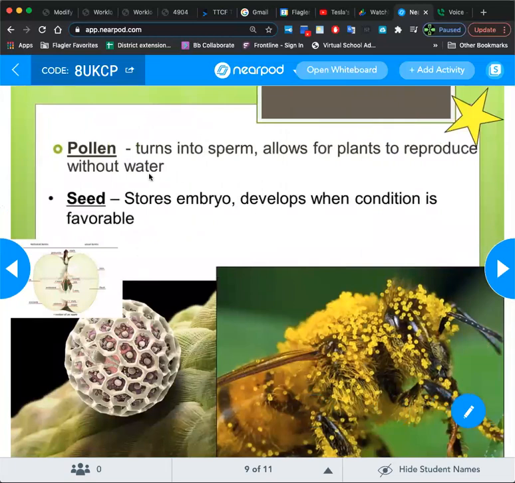All right. And then I had mentioned pollen before. Pollen is basically plant sperm. It allows plants to reproduce without water, something that non-vascular plants don't have. And then of course inside the fruit you have your seed. A seed stores the embryo. Embryo, basically baby plant. And then this is going to develop when conditions are right.